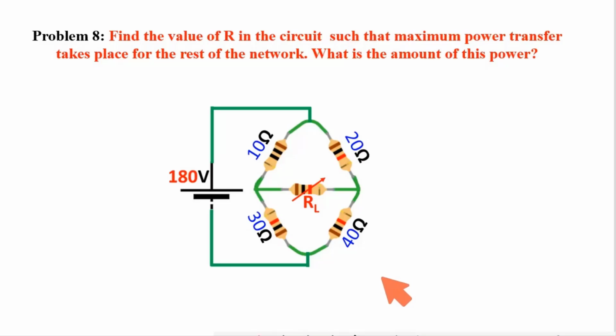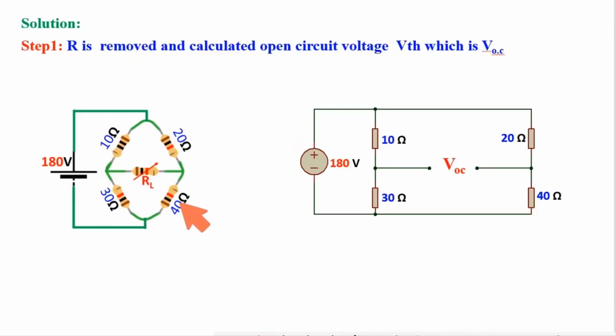Problem 8. We need to find the value of load resistance RL to get maximum power from the source, and also find the maximum power at the load. I am following the maximum power transfer theorem. I need to remove this load resistance to get the open circuit voltage.